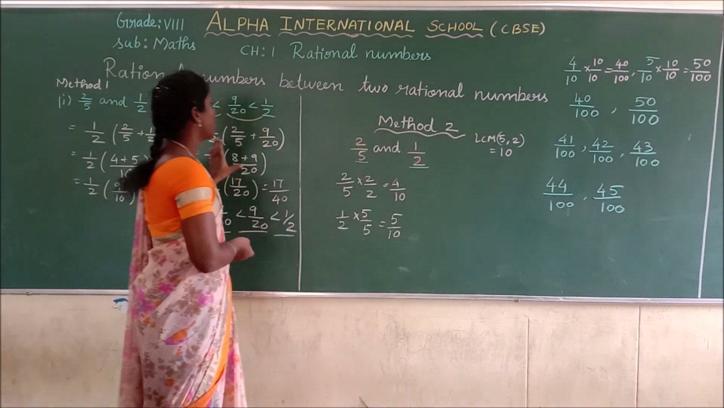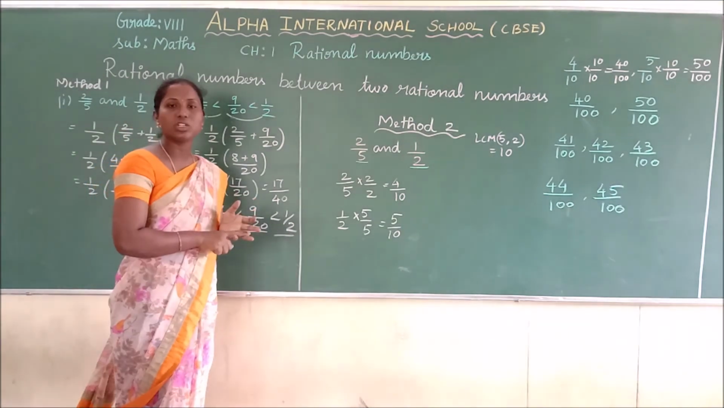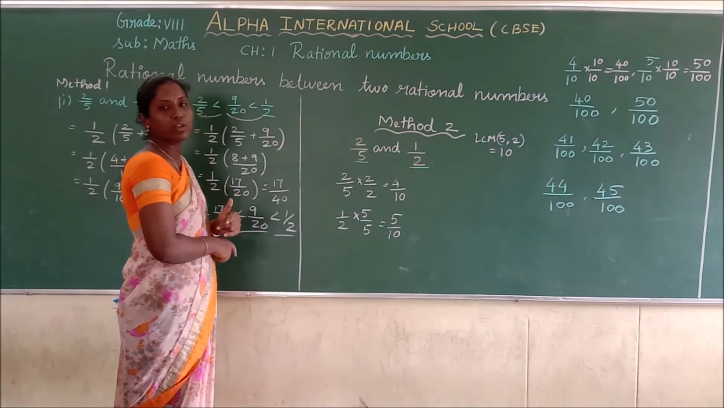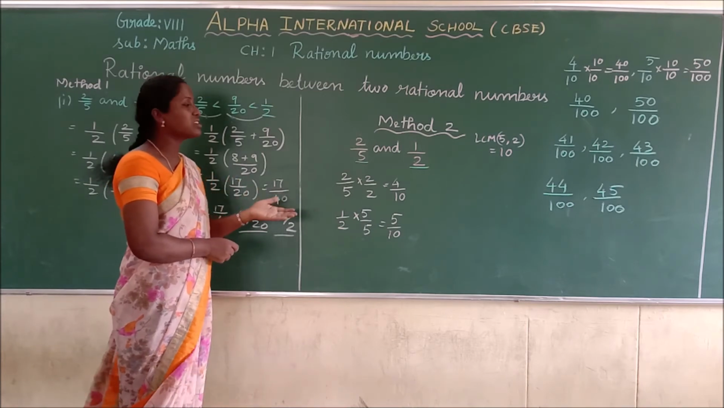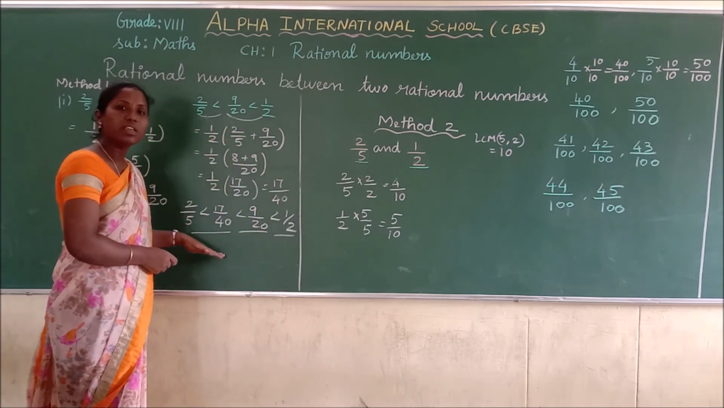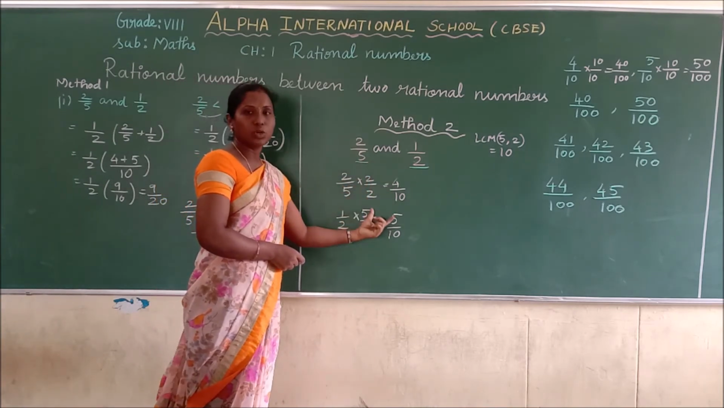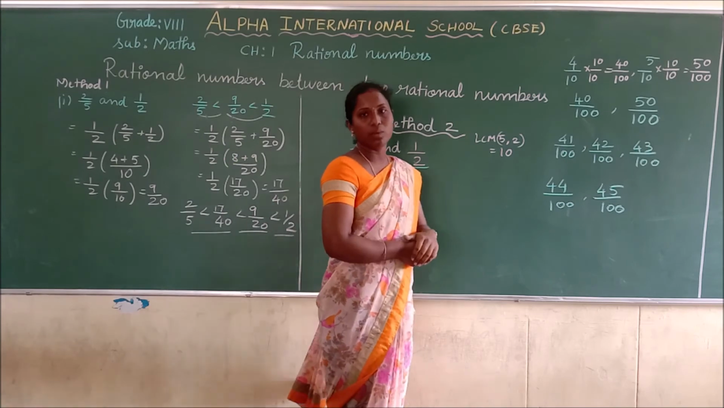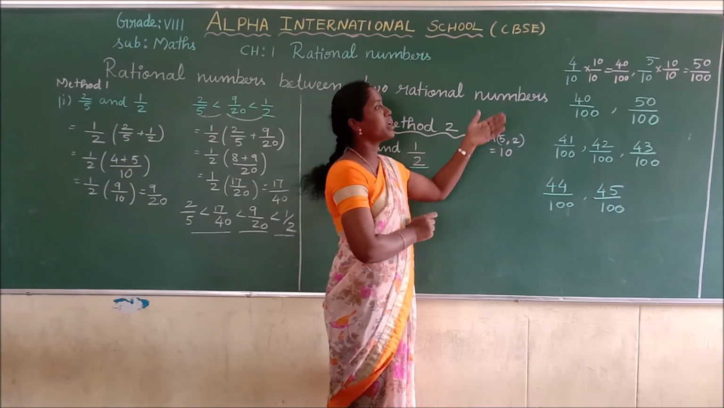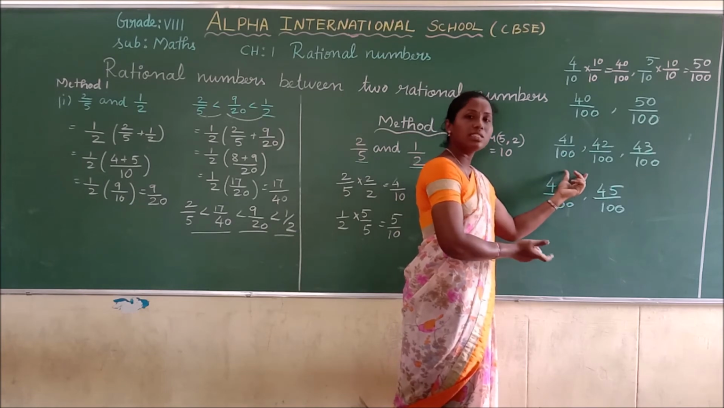So if you are using method 1, when asked to find only one or two rational numbers between the given two rational numbers, it is the easiest way. You can take the mean of the given rational numbers and identify the one or two rational numbers. If you are asked for 5 or 10 rational numbers, this method will be lengthy, so use method 2. First equalize the denominators, then multiply and divide by any common number, which will give you the biggest interval between the numbers. Multiply and divide by the same number and fix the interval, and you can identify 5 or 10 rational numbers between them.